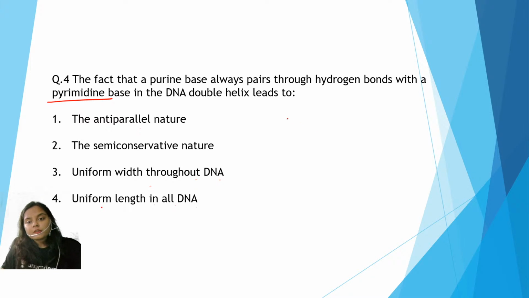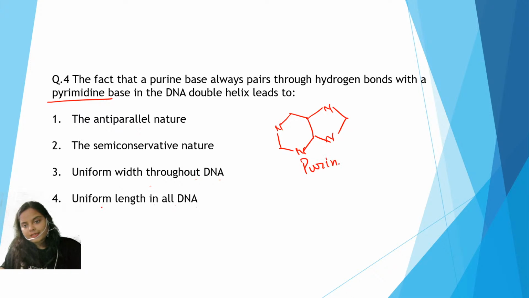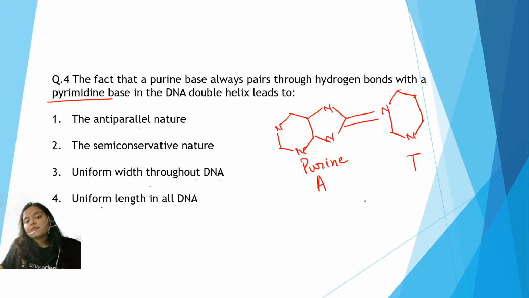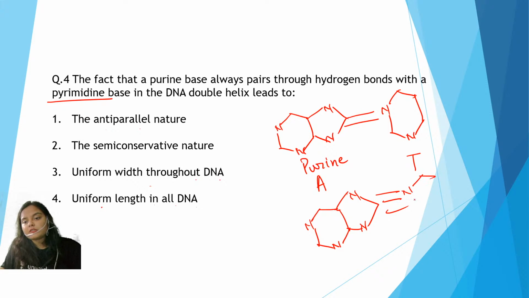Okay, so you know that in a DNA molecule, the purine always base pairs with a pyrimidine molecule. Okay, this is a purine, a bicyclic structure. It always bonds with a pyrimidine molecule, right? For example, if this is adenine, then this becomes thymine, and they form a double bond, right? Similarly, if there is guanine, it will be forming a triple bond with the structure of the cytosine.